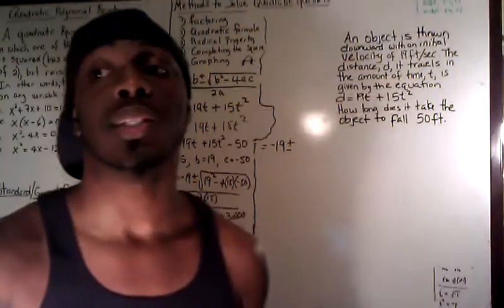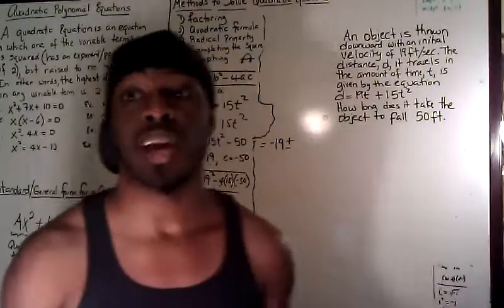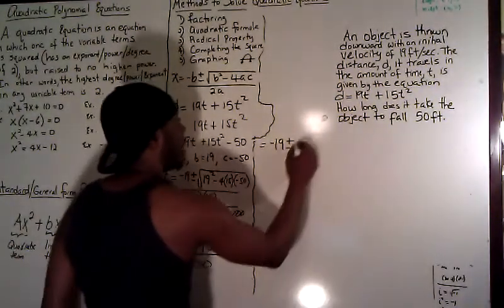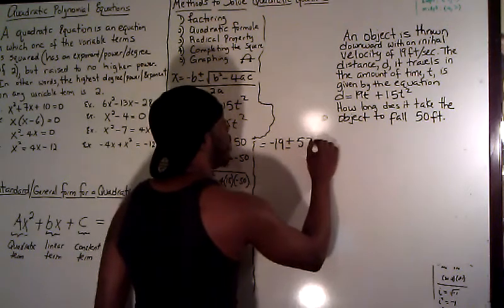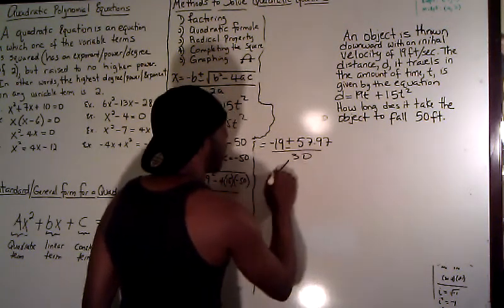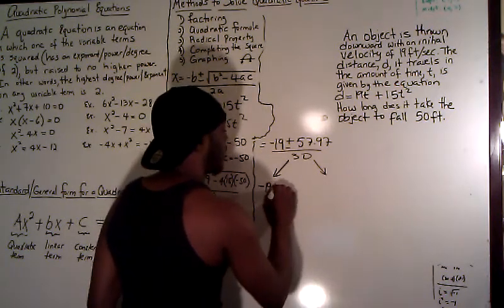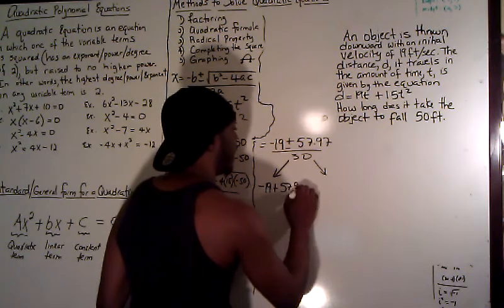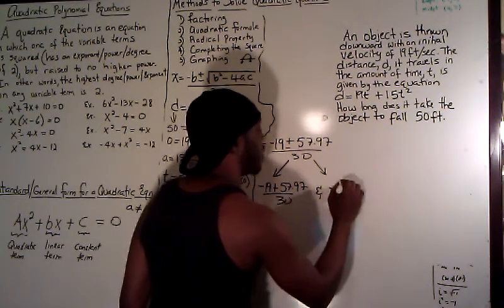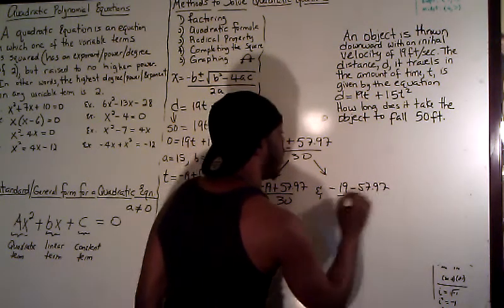Well, 3,361 is not a perfect square, but I can take the value of that using the calculator, and that will come out to 57.97. So this will be 57.97 all over 30, and at this point you can break up your two solutions. So this will be negative 19 plus the 57.97 over 30, and this one over here will be negative 19 minus the 57.97 all over 30.